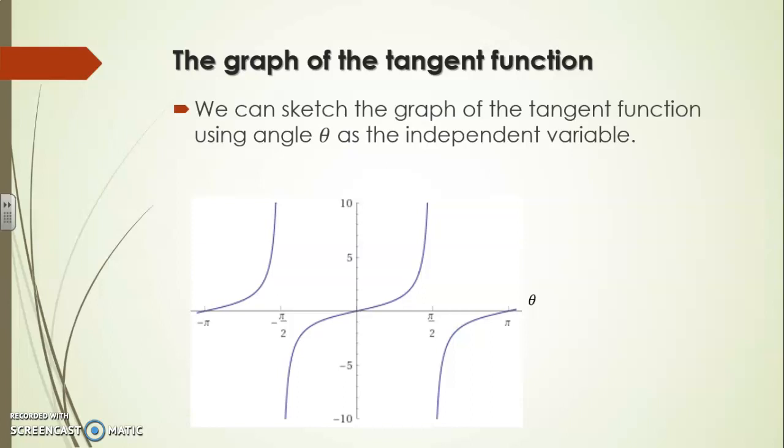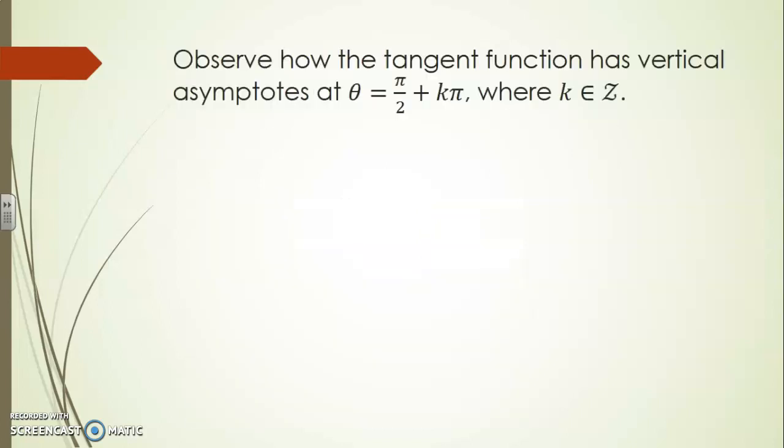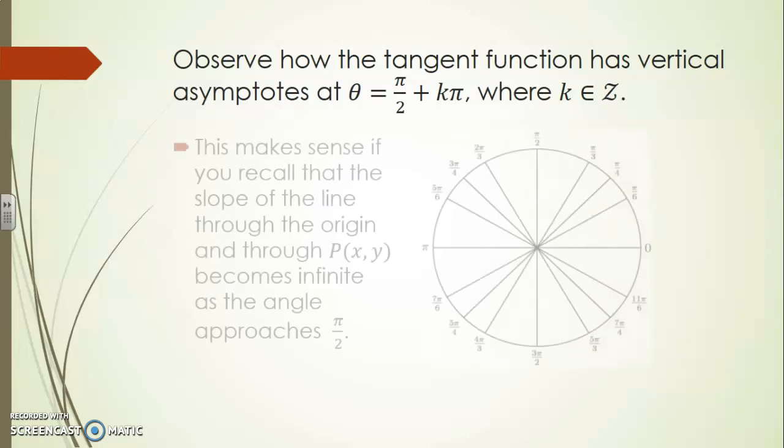We can sketch the graph of the tangent by using theta as the independent variable. And you can compute different values of the tangent by referring back to the unit circle in order to plot the points. Observe how the tangent function has vertical asymptotes at pi over 2, and then repeated every pi radians, so either a period pi radians further or pi radians previous. In other words, k here is any integer value, positive or negative.